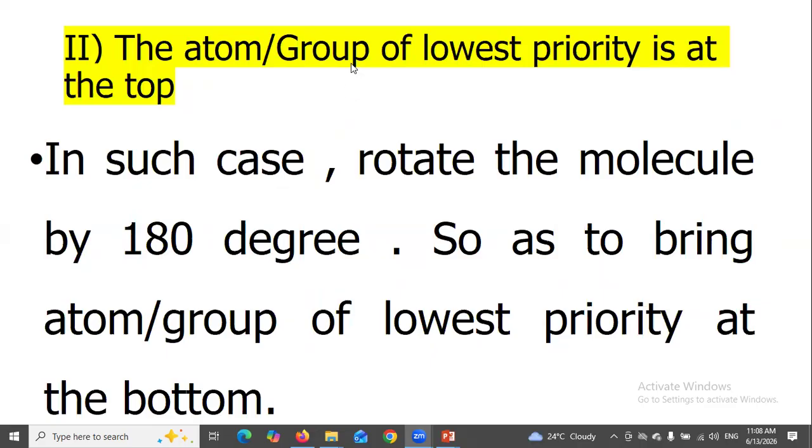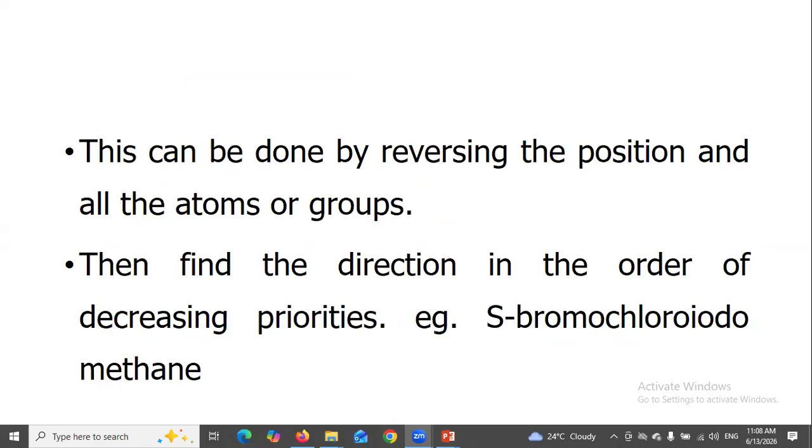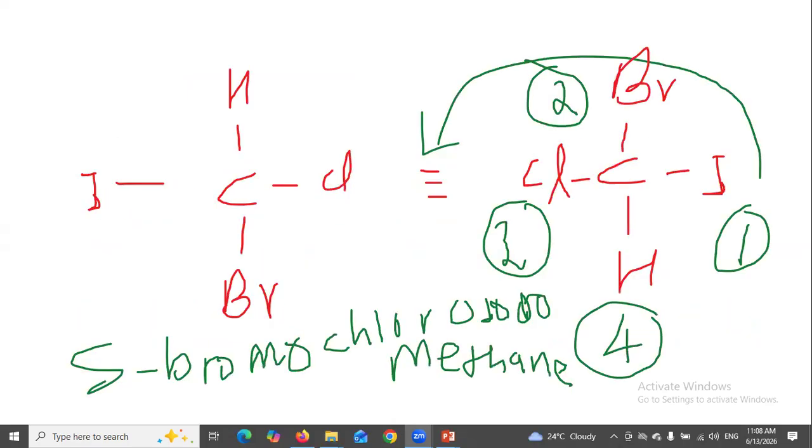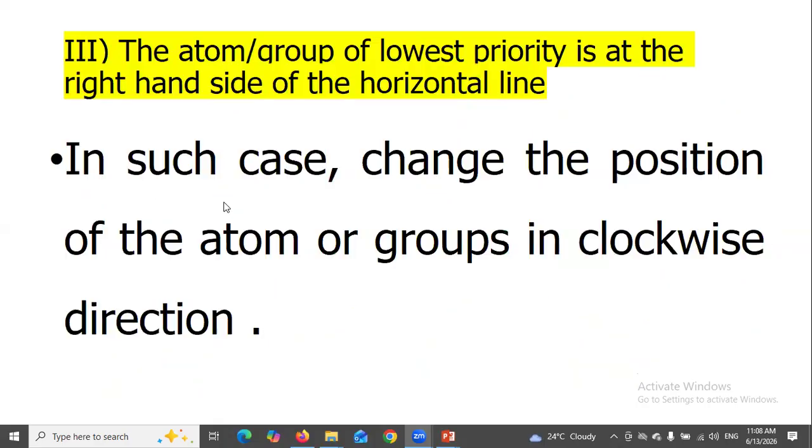If the atom or group of lowest priority is at the top, in such a case, rotate the molecule 180 degrees so as to bring the atom or group of lowest priority to the bottom. This can be done by reversing the positions of all the atoms or groups. Then find the direction in the order of decreasing priorities, as in bromochloroiodomethane. Top to bottom, bottom to top, left to right, right to left.